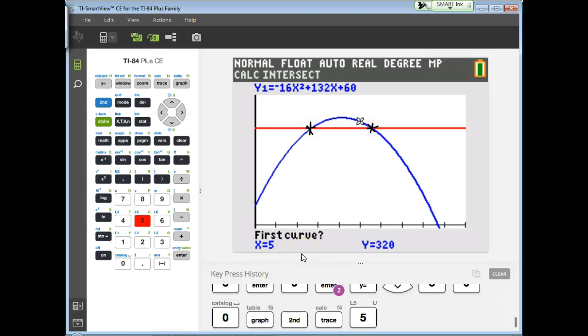And then this one is really easy. You just hit enter. So first curve, yes, enter. Is this your second curve? Yes, enter. And then when it says guess, it's going to go to the closest intersection point. So whoever it's closest to, that's the one it's going to find. So when I hit enter right now, it's going to default to this intersection point over here. And that happened at 5.54 seconds. So write that down. That's one of my answers.